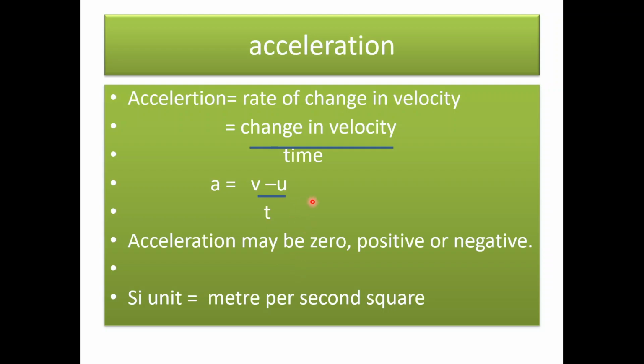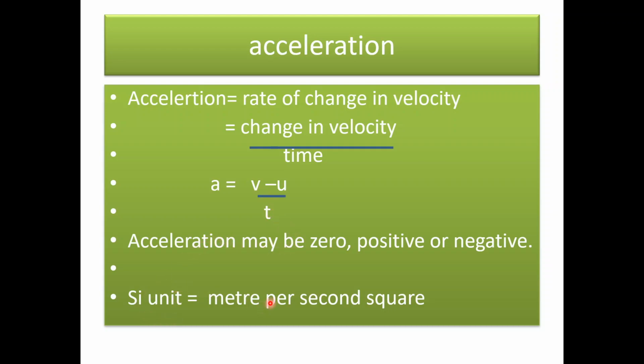Acceleration may be 0. When v is equal to u, there is no change in velocity, so acceleration is 0. When it is positive, you are applying the accelerator, the velocity of the car increases, so that is positive acceleration. Negative: on applying brakes, the car stops, that is negative acceleration.